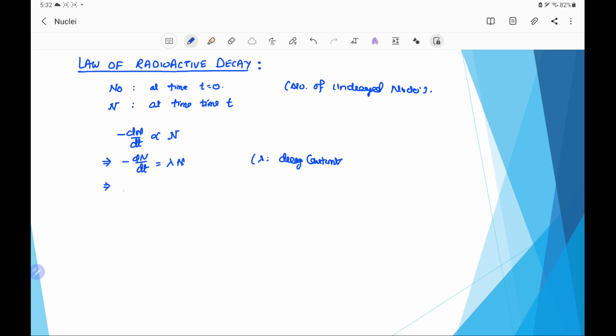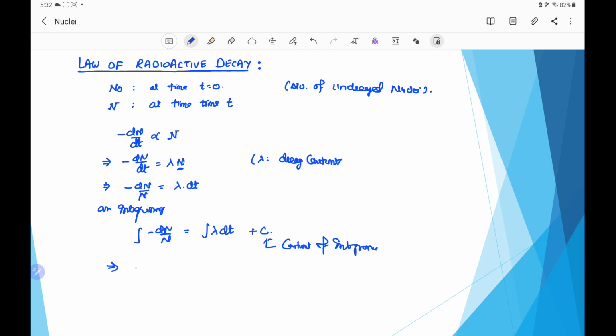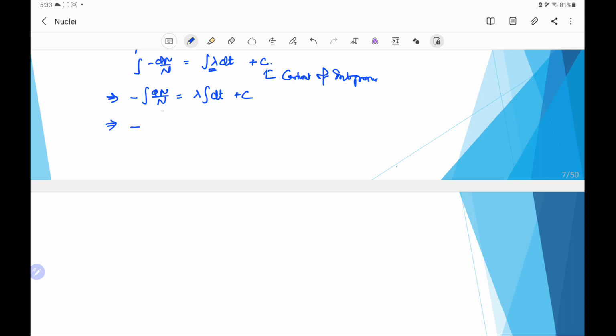Now solving this expression, we bring N to the left hand side and have minus dN by N equal to lambda into dt. On integrating, we have integral of minus dN by N equal to integral of lambda dt plus c, where c is the constant of integration. The minus is taken out of the integral, and lambda, being a constant, is also taken out, so we have minus integral of dN by N equal to lambda integral dt plus c. This implies minus log N with base e is equal to lambda into t plus c.